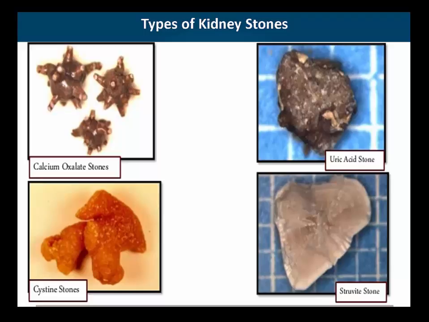Struvite. A frequent UTI is a predisposing factor for struvite stones. These stones are commonly referred to as infection stones because they form in an alkaline urine that is rich in ammonia.